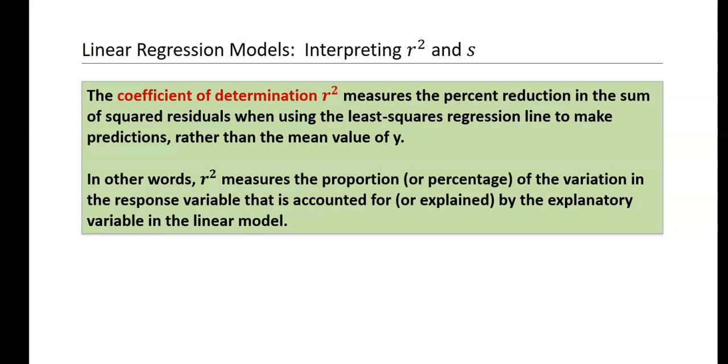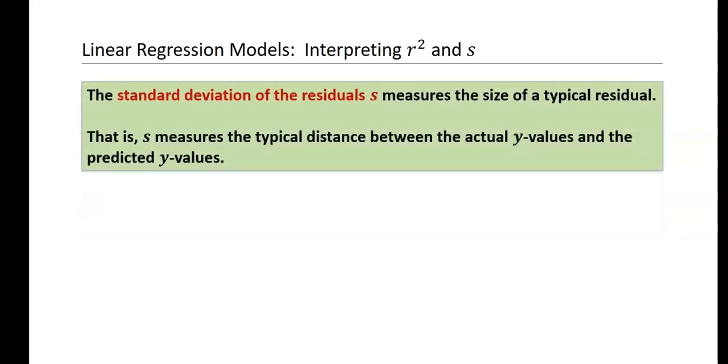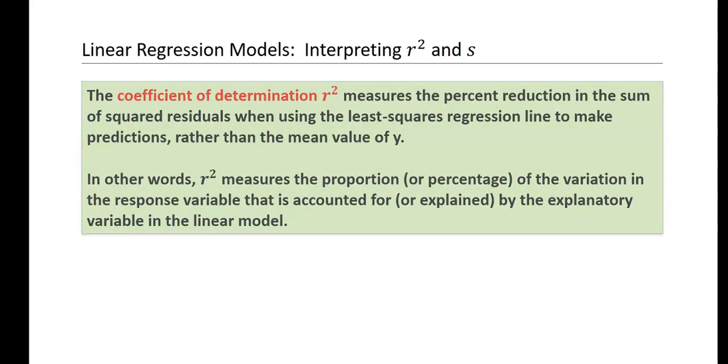Okay, so finally we're learning about this thing called R squared, called the coefficient of determination. You might want to remember that, it comes up every once in a while. It measures the percent reduction in the sum of the squared residuals when using the least squares regression line to make predictions rather than the mean value of y. It measures the percentage of the variation in the response variable that is accounted for or explained by the explanatory variable. Okay, so we'll come back to that in a minute.